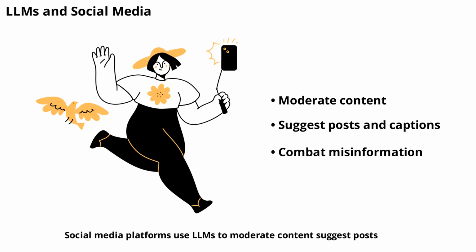Social media platforms use LLMs to moderate content, suggest posts, and even generate captions. These models help keep platforms safe, engaging, and tailored to individual users' interests, while also combating misinformation and harmful content.